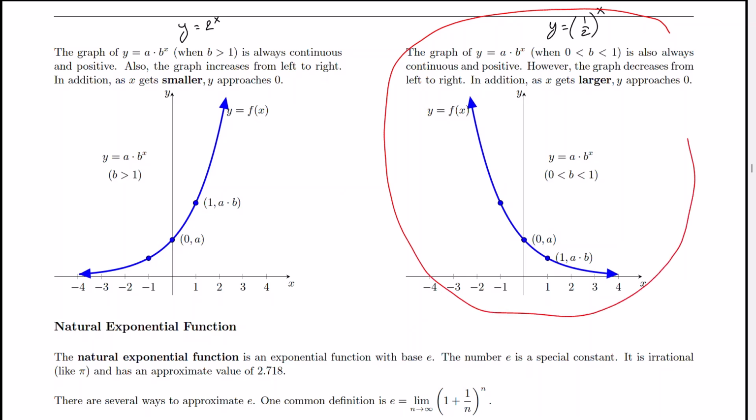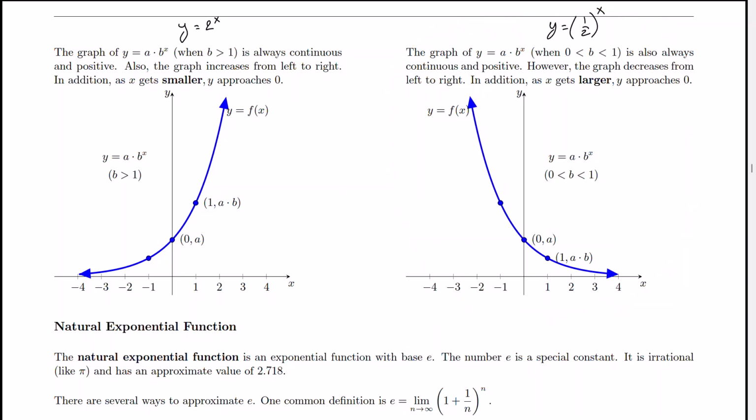So if you remember, all that really matters is the base. If the base is more than 1, then the graph will generally look like it's going up from left to right. And if the base is between 0 and 1, then the graph should be going down as we go from left to right on the image.